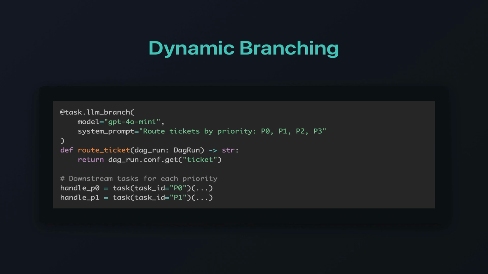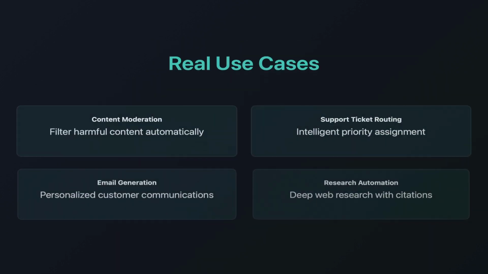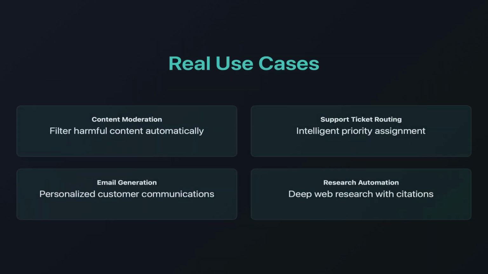And in fact, there are many real-world use cases in which you can use the AI SDK. Teams are already using this for content moderation, filtering harmful content before it reaches users, for support automation, intelligently routing and prioritizing tickets, for personalized email generation at scale, or for automated research with proper citations. The possibilities are endless when you combine AI with the Airflow orchestration power.